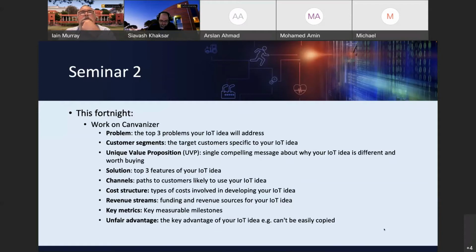You need to propose a solution, the top 3 features of your IoT device. 3 is just a good number. So we're looking at a feature set and how you're actually going to get your IoT device out to customers. One of the nice things we've got nowadays is a very small world.